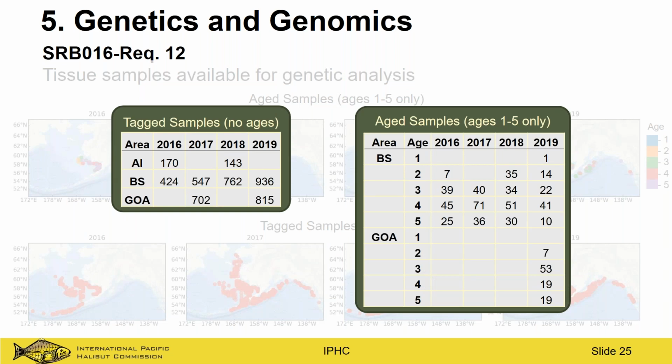So I've put together these tables to give you an idea of the exact numbers that we have in each of these different groups. I've broken it out by area and then year, and then for the age samples, area, sampling year, and then each individual age up to age class 5. Initially we had proposed to use a length-age key to indirectly assign ages to the tagged samples so that we could utilize them to look at genetic diversity among juvenile Pacific halibut.